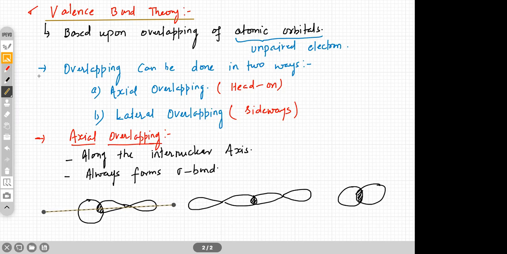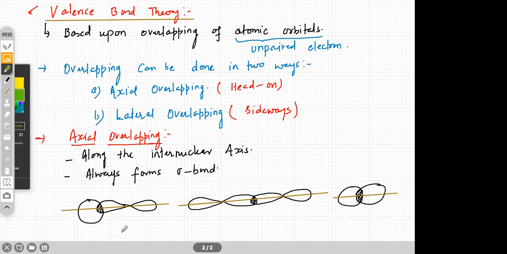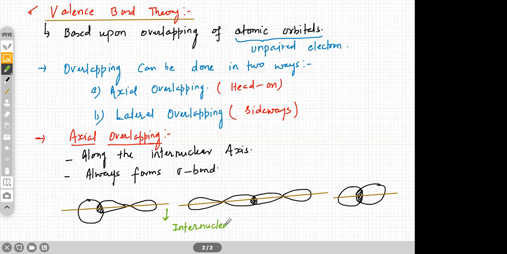So this is along the internuclear axis. What is the internuclear axis? If you join the two nuclei with a straight line, this line is the internuclear axis, which passes through the nuclei of the two orbitals. Here you see, this line is the internuclear axis. This is also the internuclear axis. So the overlap that takes place along the internuclear axis is axial overlapping. This one is also an internuclear axis, and all these are axial overlaps.